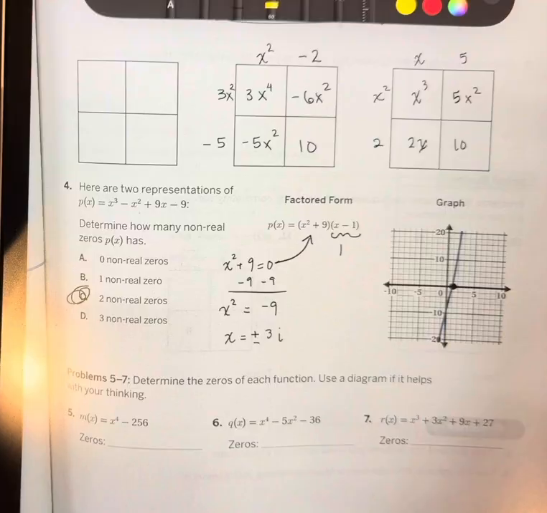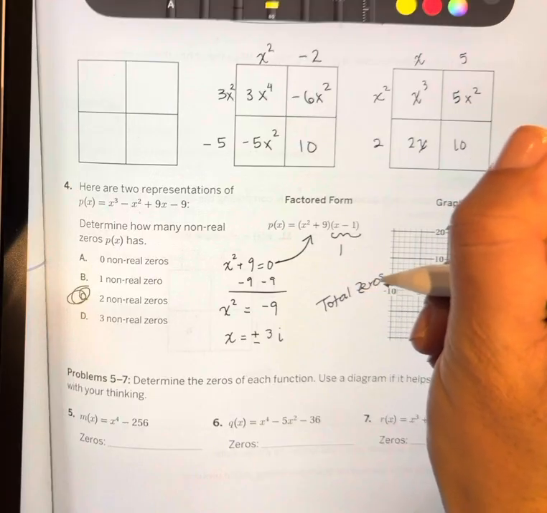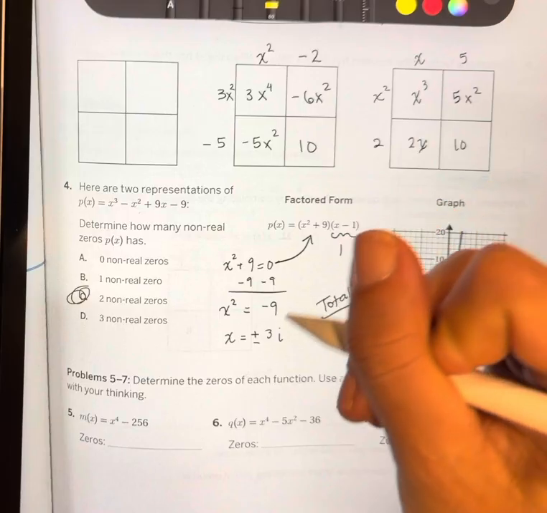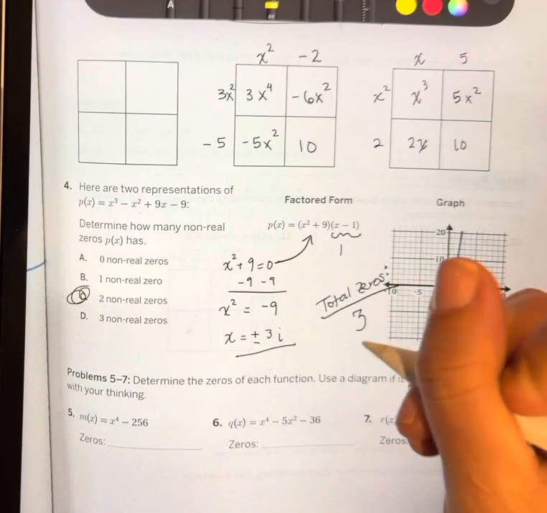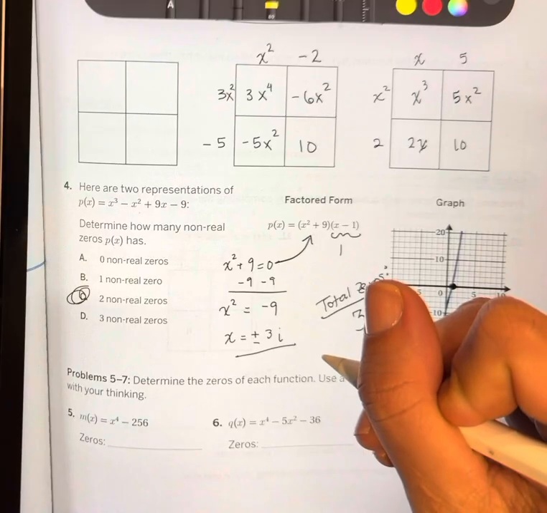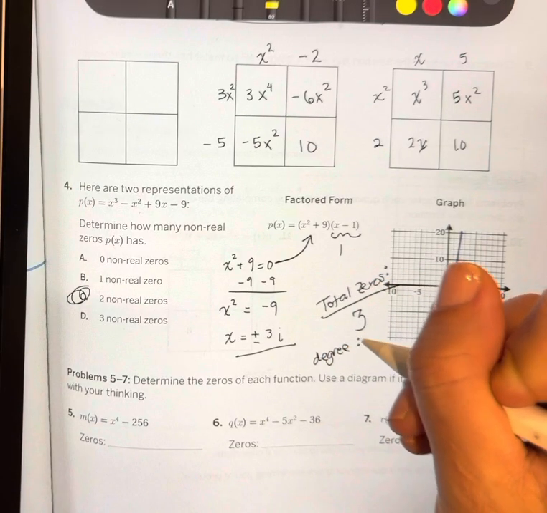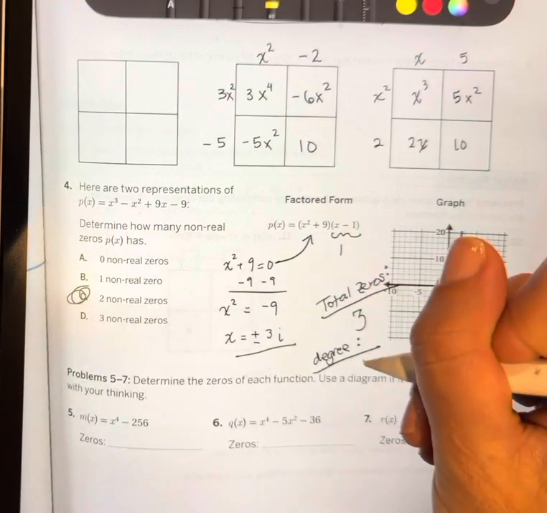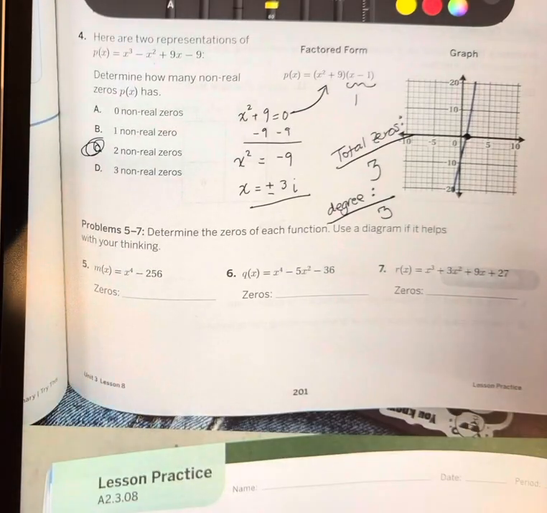I want you to make a correlation here. How many total zeros did we have? Well, I had 2 imaginary ones and 1 real one, so I had 3. And random question, no reason I'm asking this. What's the degree of this polynomial? Also 3. Oh, interesting. Okay, let's go do the next part now.